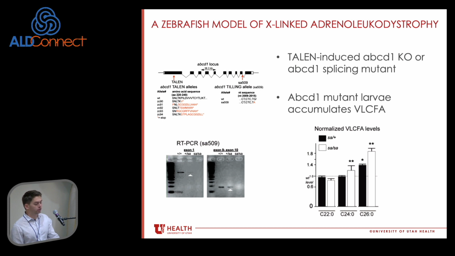In order to study XALD, we started characterizing different ABCD1 mutant zebrafish, with either a premature stop codon or a splicing defect. These fish have a decreased expression of ABCD1, shown on the left by RT-PCR. And more importantly, the fish recapitulate the major biochemical abnormality in ALD, which is the accumulation of very long-chain fatty acids.